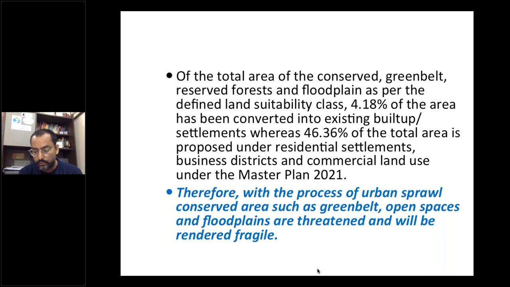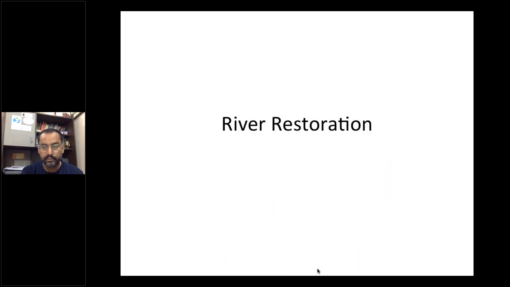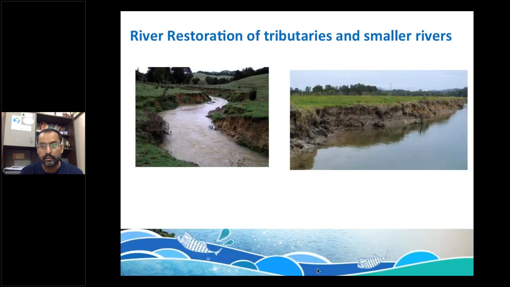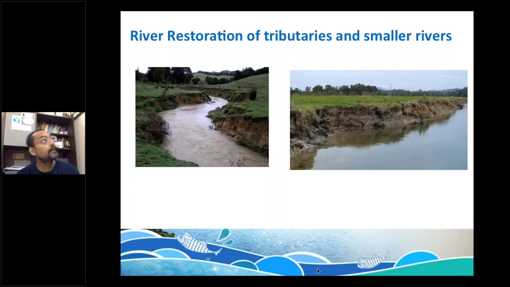If you lose groundwater, even the forest would die after some time, because they depend upon the groundwater for most of the time. Any future urban land transformation should be done very, very carefully, taking into account all the zoning regulations, carrying capacity, green belt, agricultural land, open space, amenities, all those things. And finally, you have to look into the river restorations of the smaller river channels. And so I would stop here.